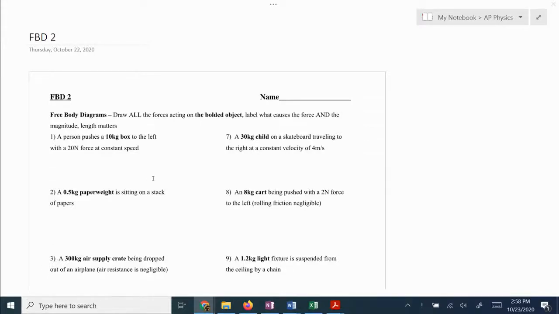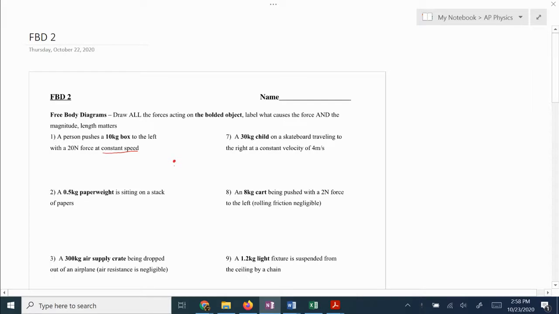All right. Hi. In this video, I'm going to go over the answers to force diagram 2. So here we go. A person pushes a 10-kilogram box to the left with a 20 Newton force at a constant speed. All that's really important is the constant speed. The constant speed is important because that tells us that we have balanced forces.